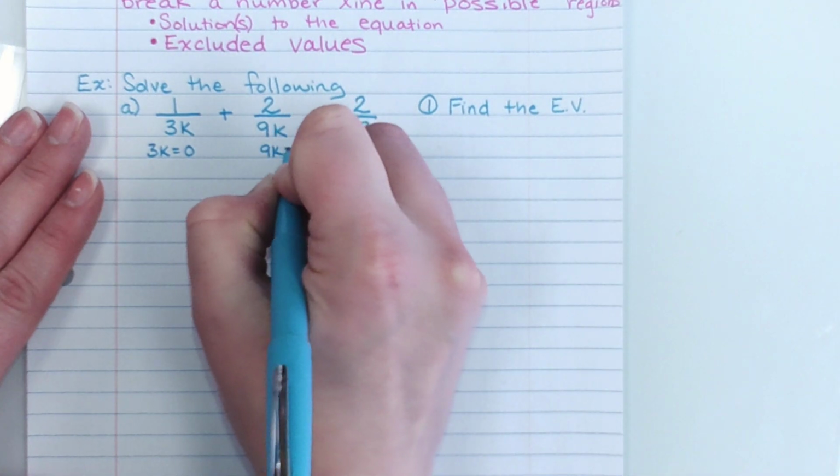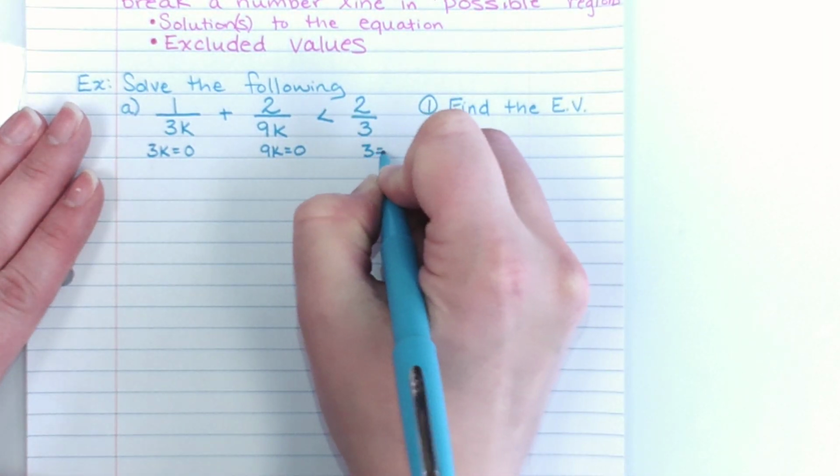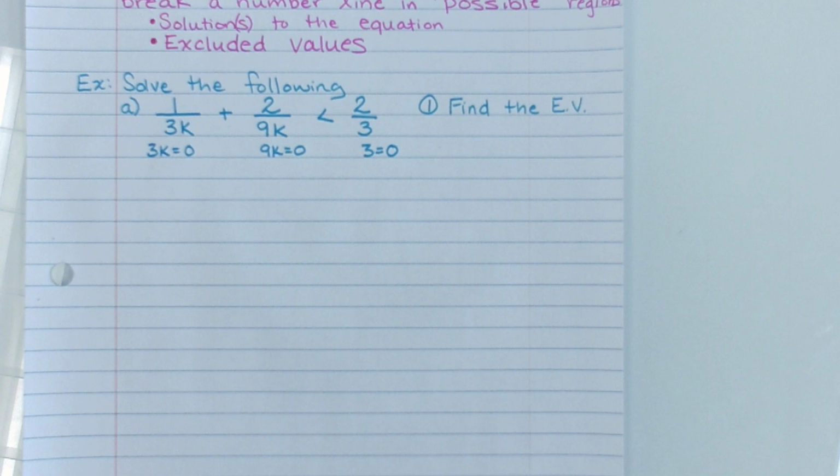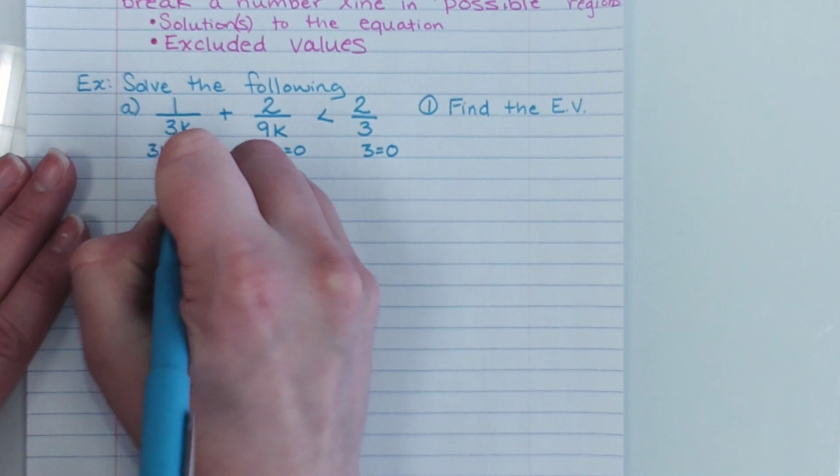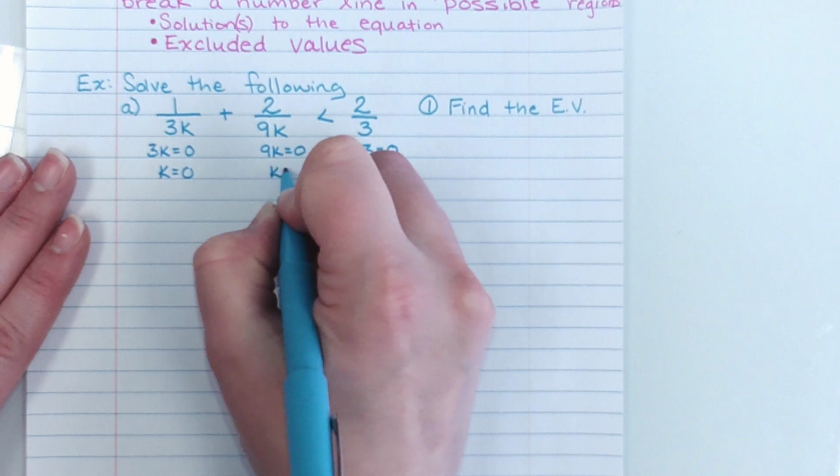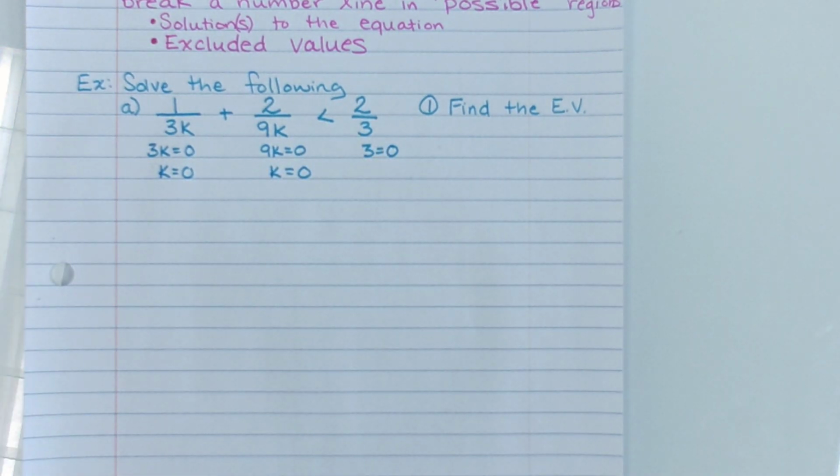Equals 0. Equals 0. Equals 0. And I solve each of them. The first one I divide by 3, k is 0. The second one I divide by 9. That one also gives me k is 0.